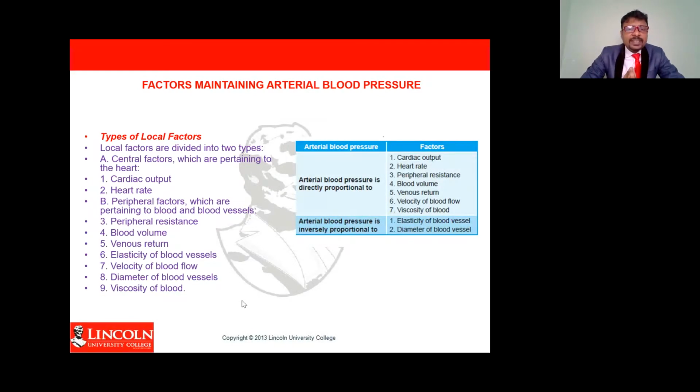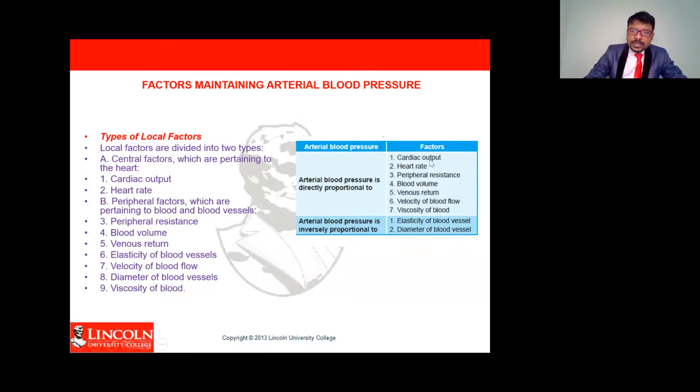So how are the factors maintaining the arterial blood pressure? The major factors are the local factors, which are the cardiac output and also the heart rate. This cardiac output increases the blood pressure, because if the cardiac output is increased, the pressure also increases. Output means how much blood is pumped from one side. So blood pressure and cardiac output are interrelated. If the cardiac output is increased, blood pressure also increases.